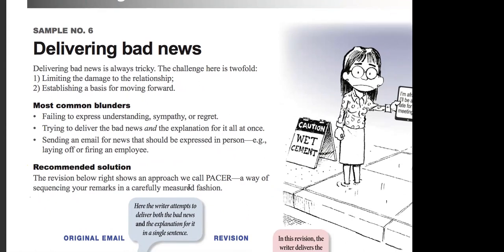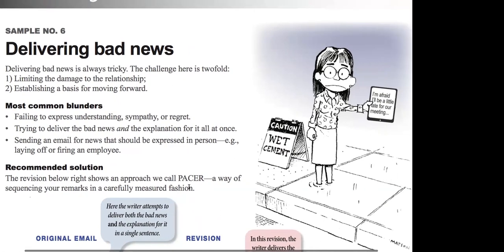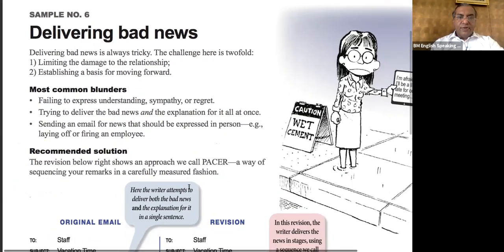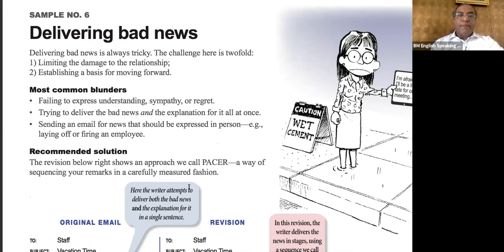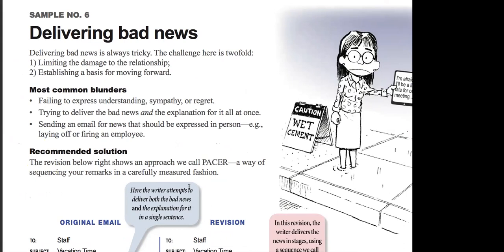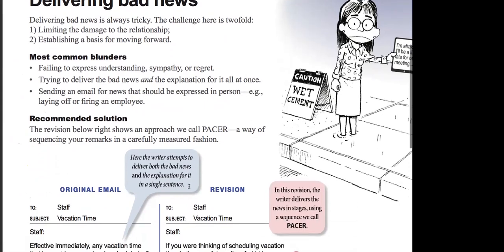Failing to express understanding, sympathy, or regret. So, if your clarity is not there in the content, that could be a blunder. Second is trying to deliver the bad news and the explanation for it all at once. We should always divide it into two paras so that it is easier for the person to follow. It shouldn't be a miscommunication of any kind.